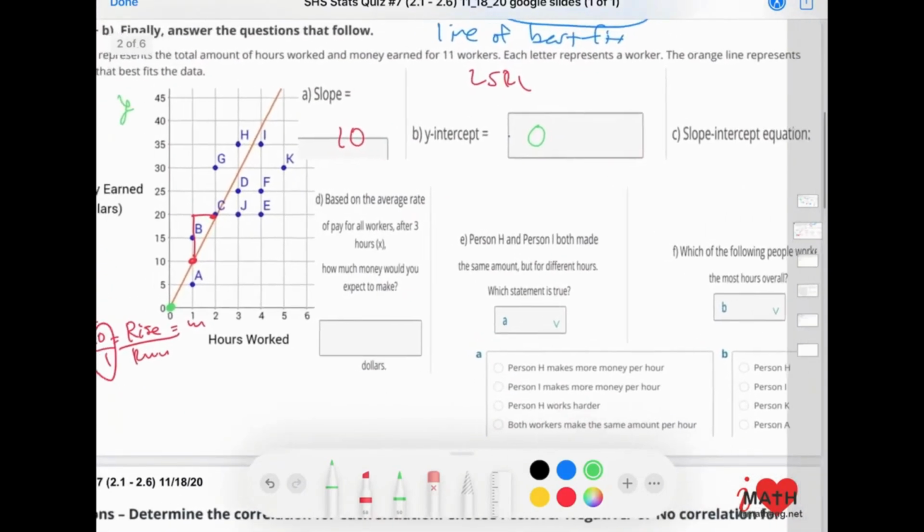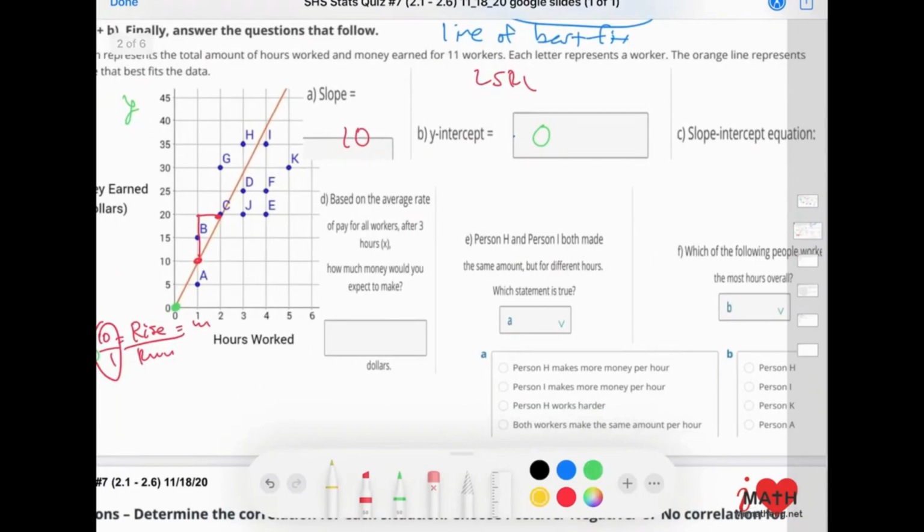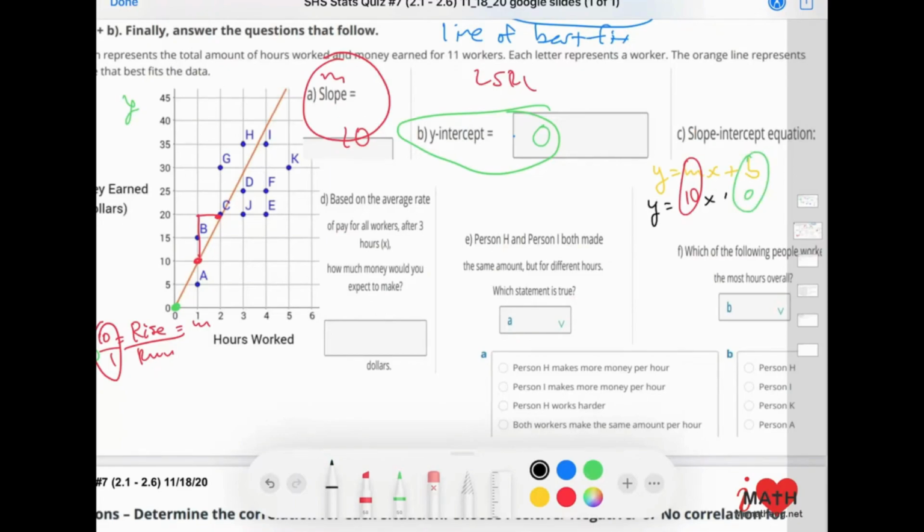What is the slope-intercept equation? So again, that is y equals mx plus b, and we just said our slope is 10, so that's going to be 10, and then our y-intercept is the b value, so you have 0 there. So you can have y equals 10x plus 0, or y equals 10x would be acceptable, either of those two.